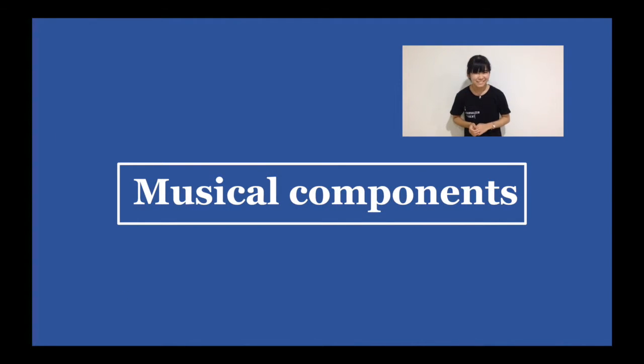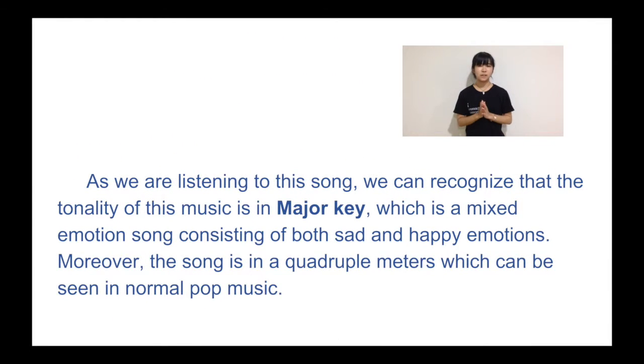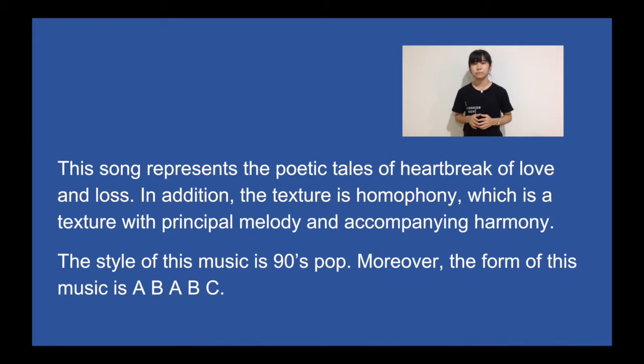Musical components. As we listen to the song, we suggest that the song is in a major key, and it is very interesting because a major key song is usually a happy song, but this song is quite sad, so we can see the contrast between the lyrics and the tonality. The song is in quadruple meter, which can be seen in normal pop music nowadays. This song represents poetic tales of heartbreak, of love, and loss. In addition, the texture of it is homophony.